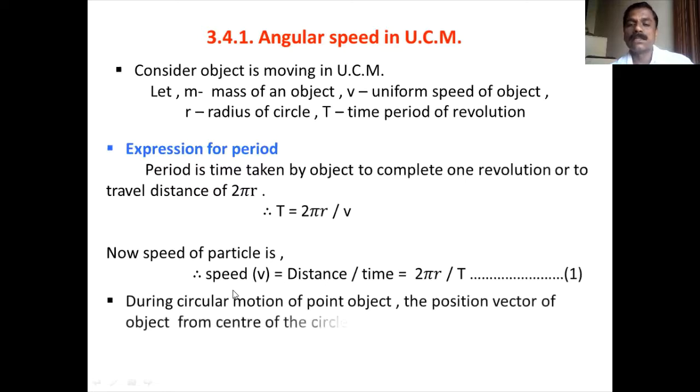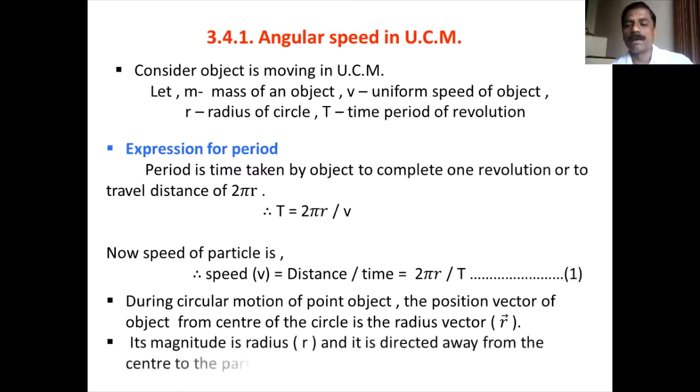Now when circular motion is observed, the position vector of the object is nothing but the radius vector. You should know what the radius vector and the position vector are. The position vector and radius vector are the same, drawn from the center of the circle to the position of the particle. During circular motion, as the particle moves along the circumference, this radius or position vector also changes.